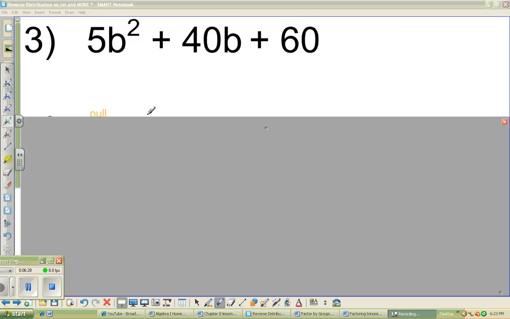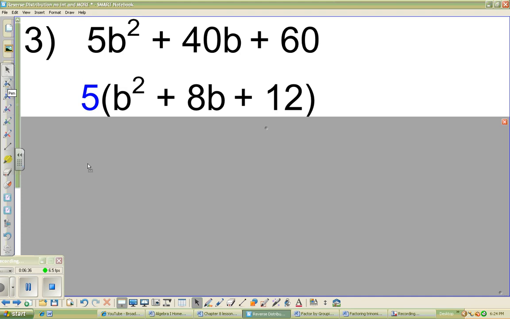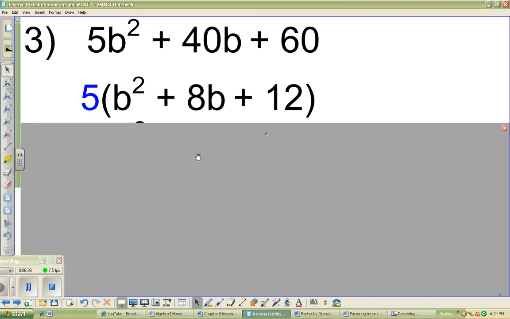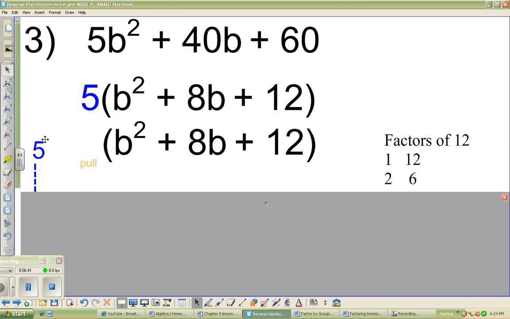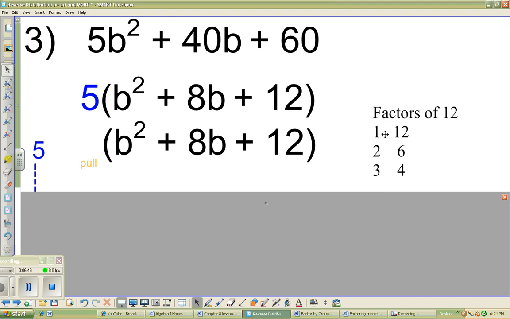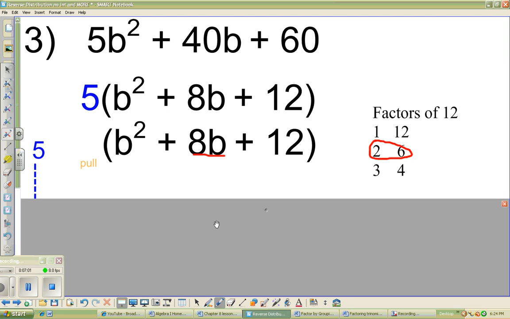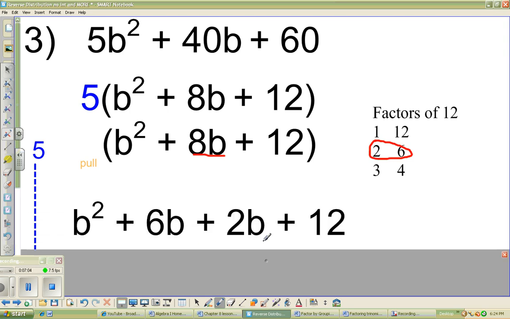Our next example also has a common factor of 5. So we can factor out the 5 right away, but then we're going to focus on the 3 terms left. Factor out the 5, we'll just park them over there for now and get back to him later. Here we see we have 12. The factors of 12 are 1 and 12, 2 and 6, 3 and 4. We need the sum to be 8. Here is the sum, 6 and 2. So our 8 b's are going to be 6 b's plus 2 b's. There they are, 6 b's plus 2 b's.